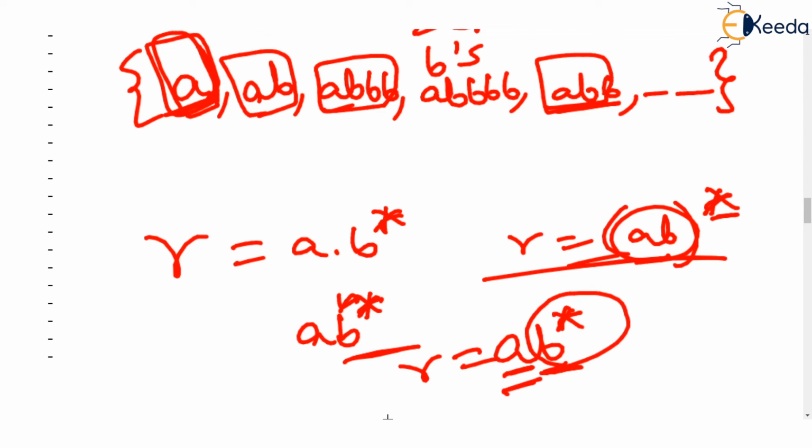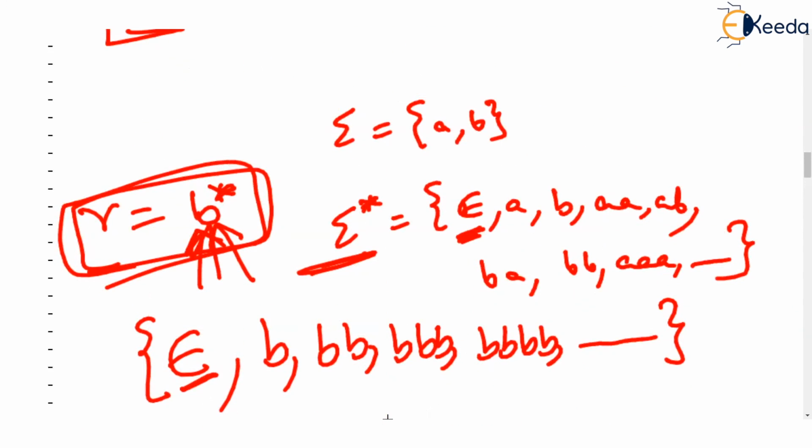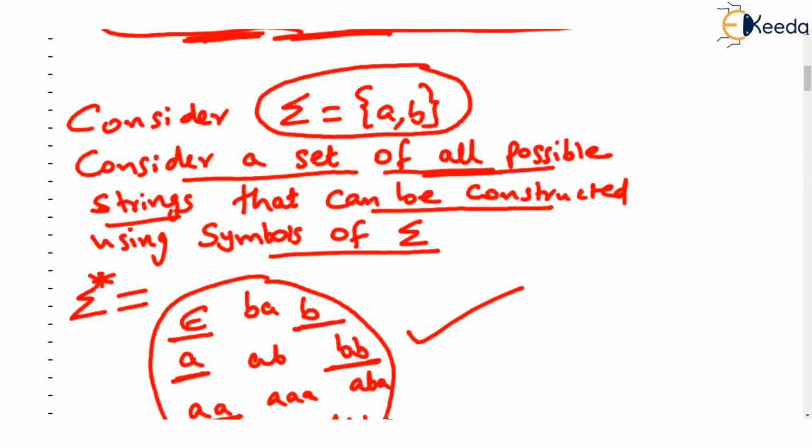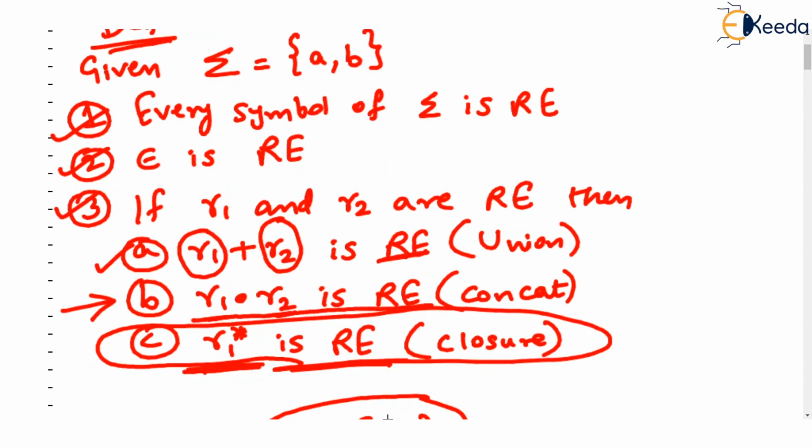I think that now we have covered all the 3 points in our basic definition of regular expression. What is union, what is concatenation, and what is closure. But I am sure that more and more examples are necessary to understand how regular expressions accept or reject the strings. We will see that in the coming videos.